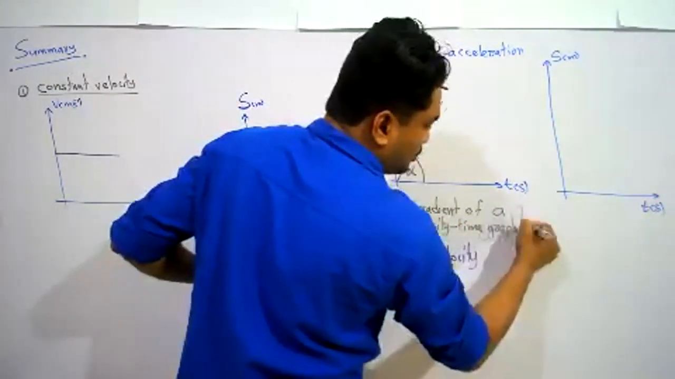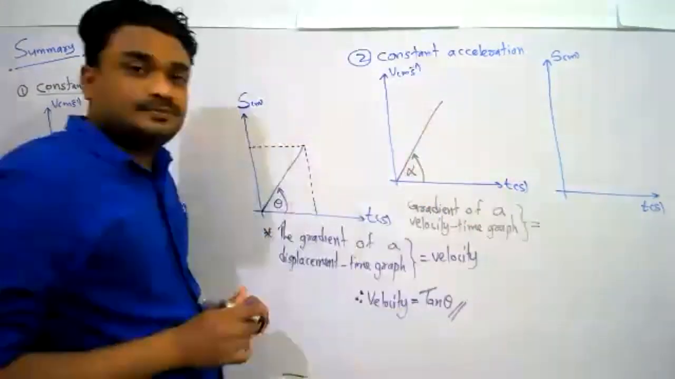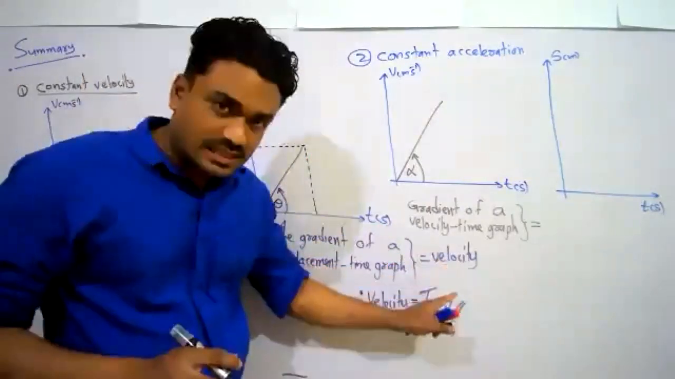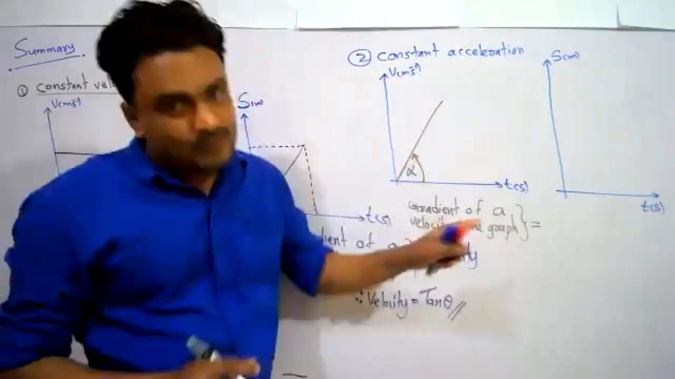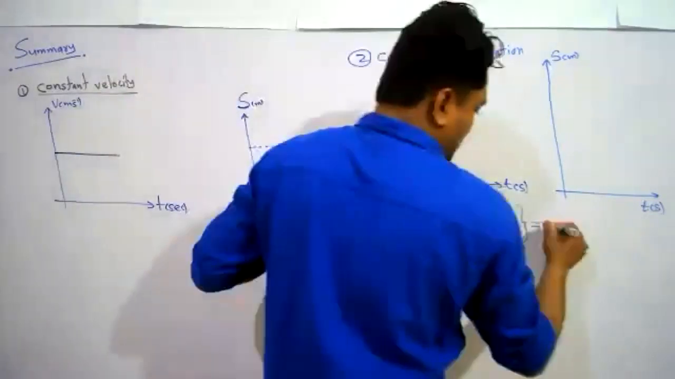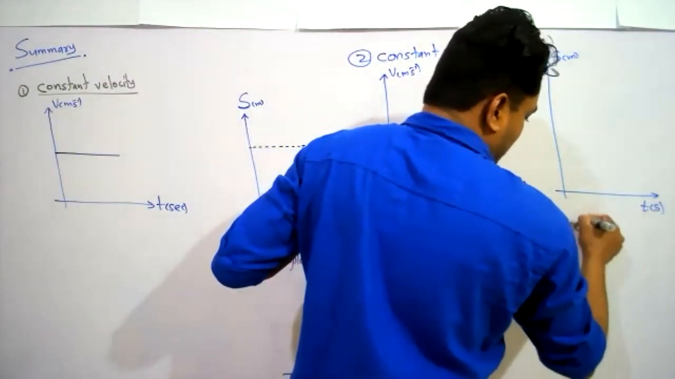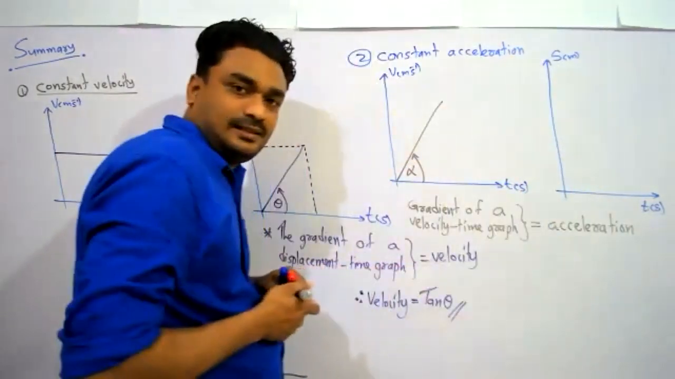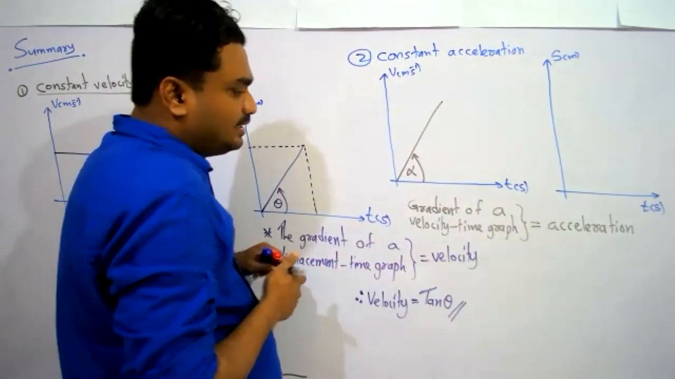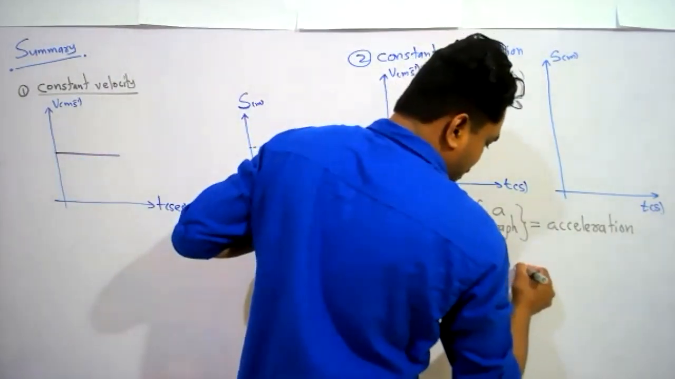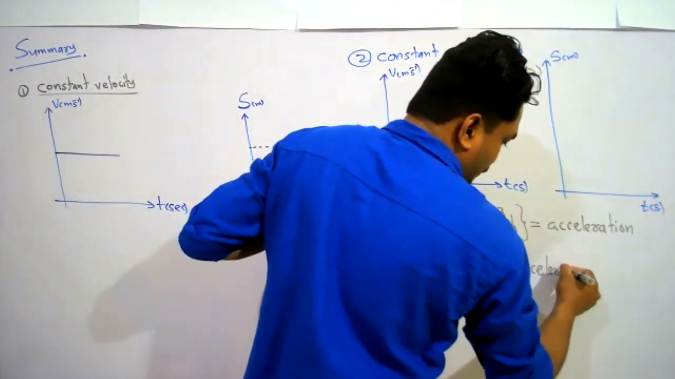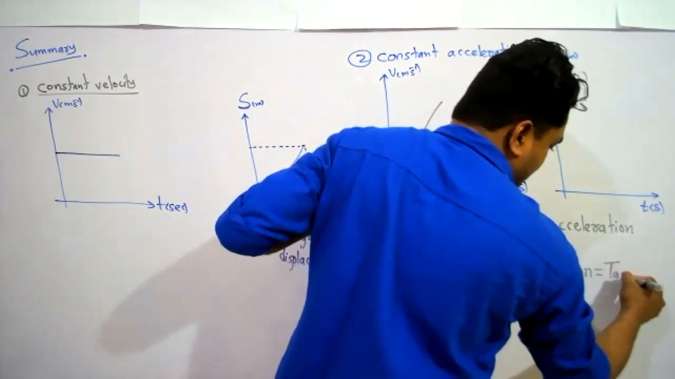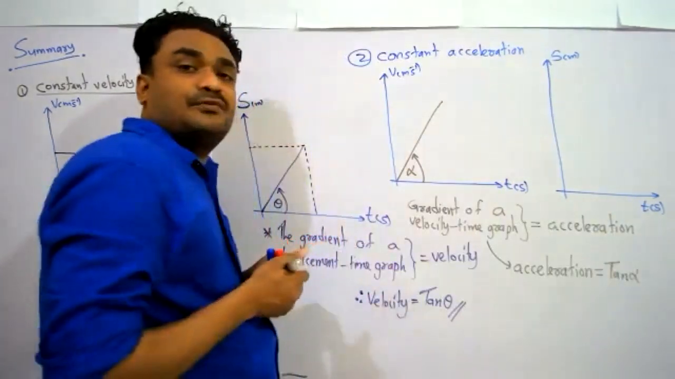Two different graphs, two different things. That's the point. The gradient of a displacement time graph is velocity. The gradient of a velocity time graph is acceleration. That's what you will do. That is acceleration. Okay, so if I want to find the acceleration, I should find tan alpha. So that's how we find it.